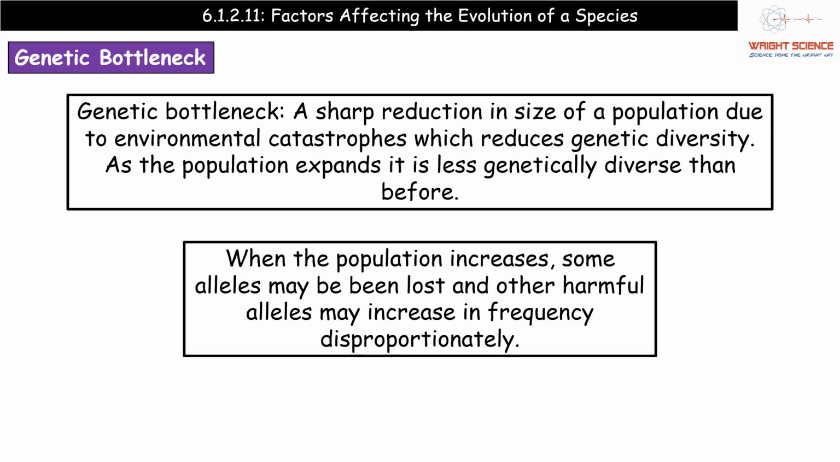So what we can see here is not only a smaller gene pool because we've lost some alleles, but we may also see other problems coming out after this genetic bottleneck. In the population that remains, if we had some harmful alleles present, originally in relatively small numbers, they could now increase in frequency disproportionately. So we could see a much larger incidence of these harmful alleles present within our population, which could very easily affect the overall survival chance of that population of an organism.